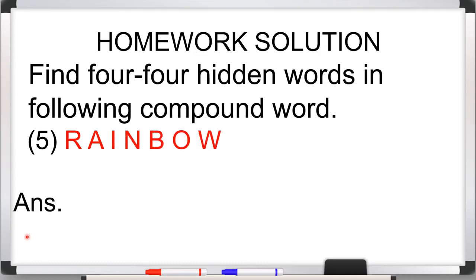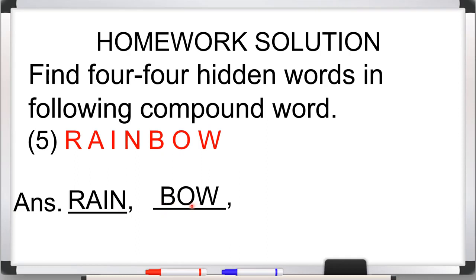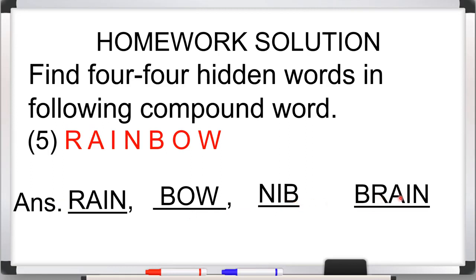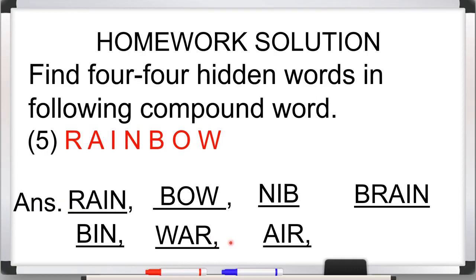Now question number 5, that is rainbow. RAINBOW, and our answer is rain. RAIN, rain यानी बारिश. BOW, bow. Okay. Next one is nib. NIB, nib. Then brain. BRAIN, brain. BIN, bin. Dustbin होता है ना बेटा, bin. Next is war. WAR, war means युद्ध. AIR, air, hawa, and OR, or. Okay beta, you can make many more words by using these compound words. Understood beta?